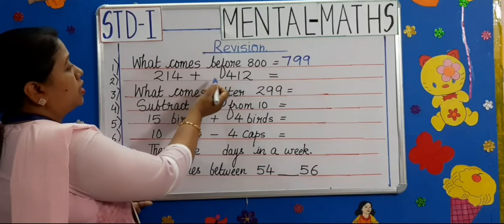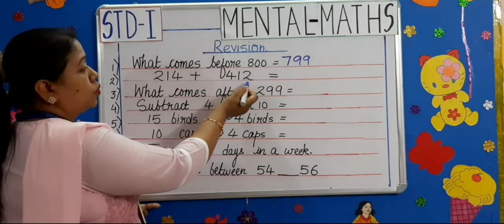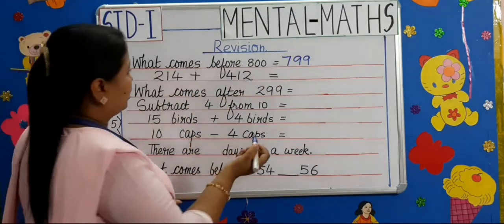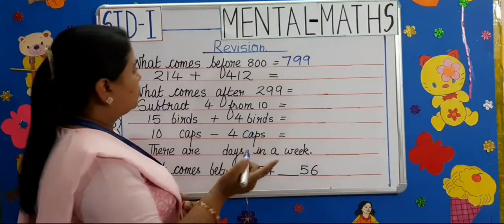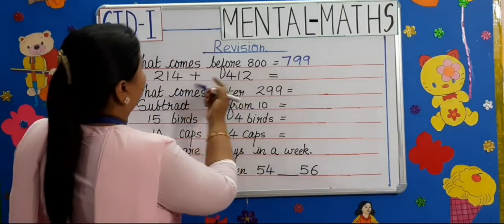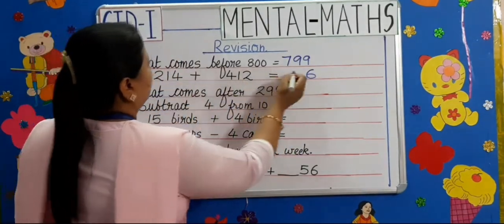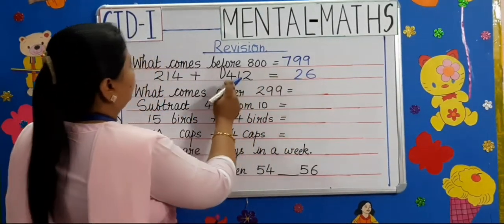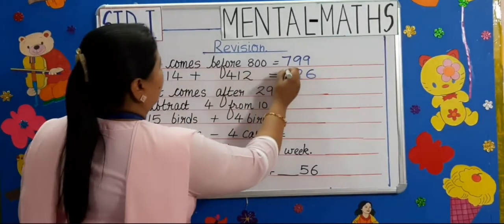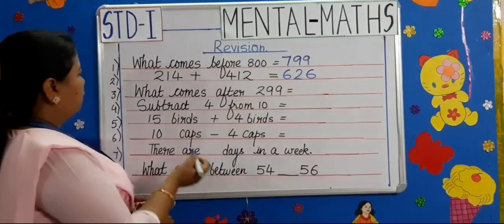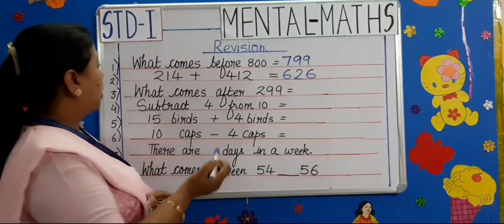214 plus 412. Let's add. Let's do ones first. 2 plus 4 is 6. 1 plus 1 is 2. 4 plus 2 is 6. Moving on to the third one.